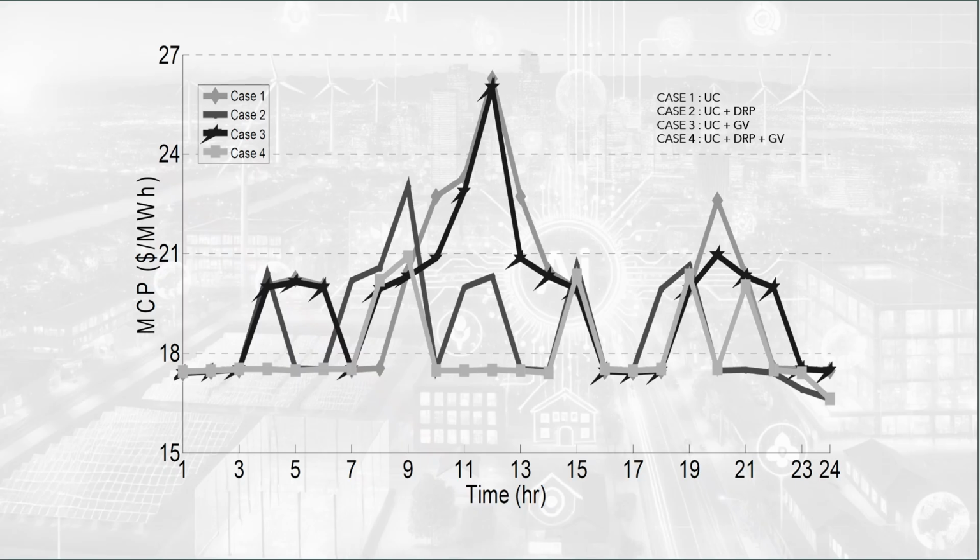The results show a significant reduction in cost after including DRP, compared to the other cases. UC, 0%; UC plus DRP, 4.85%; UC plus GV, 2.27%; and UC plus DRP plus GV, 5.71%.